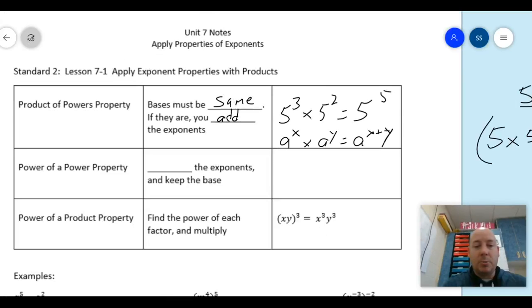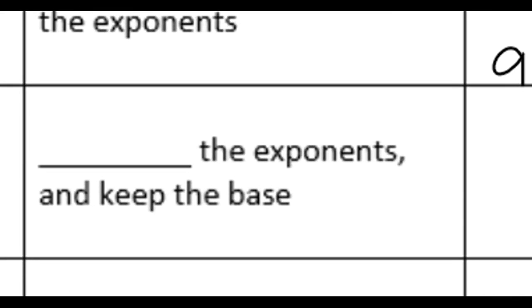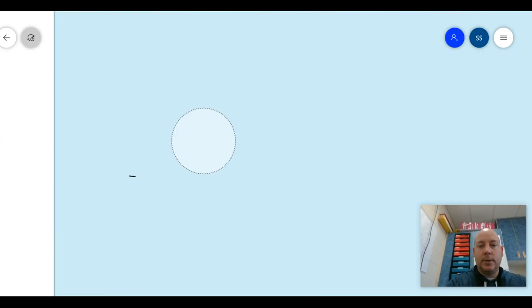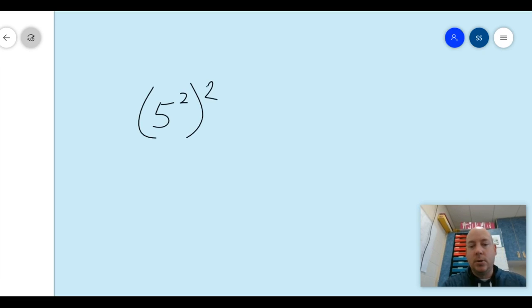Okay. Power of products property. This time, we multiply the exponents, and I'll give you an example. Let's say I had 5 to the second power, and I wanted to square that. Well, what that means is 5 to the second power times 5 to the second power, right? And we just found out that means we add our exponents. So that's 5 to the fourth. Well, 2 times 2 is 4.